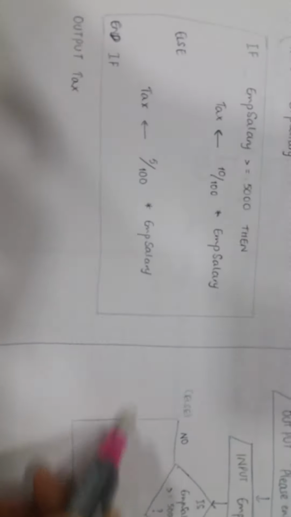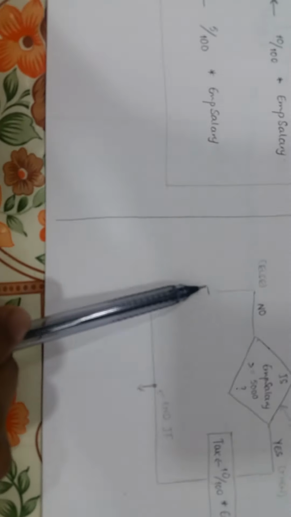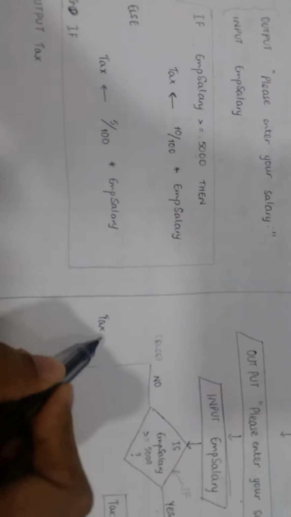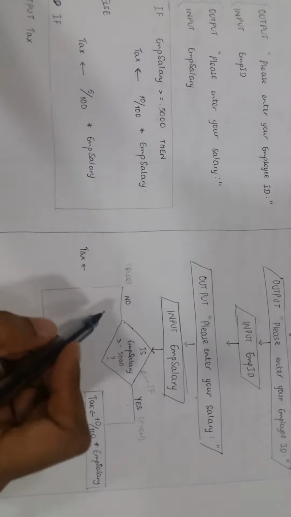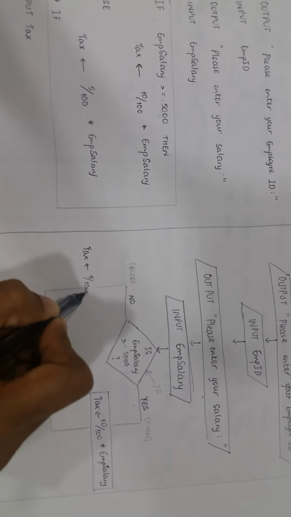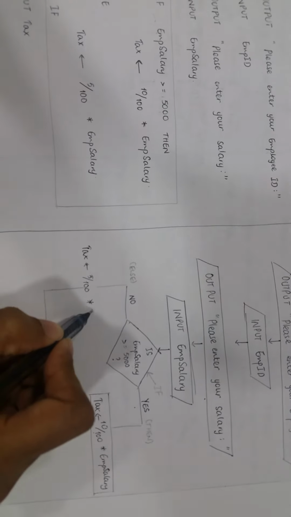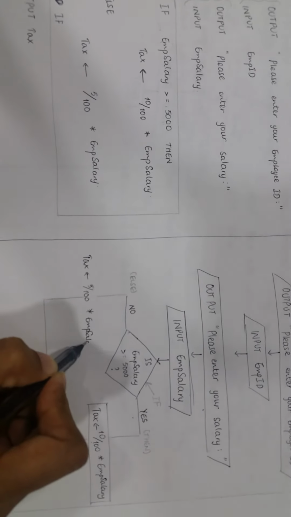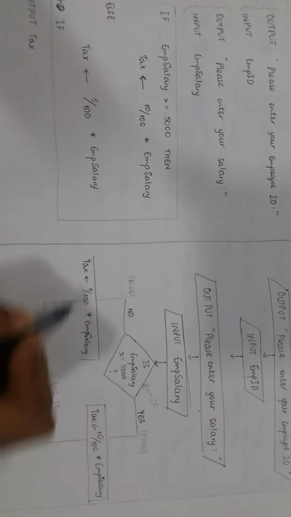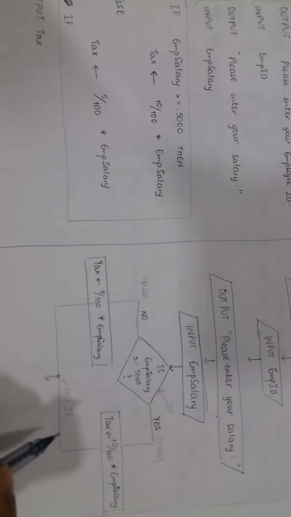Now on this side, whatever is found on the else path is going to be found on this path. So I'm going to have tax assign 5 over 100 multiplied by EMP salary. We are not done yet. And if, so this is the end if point. So it corresponds to this.